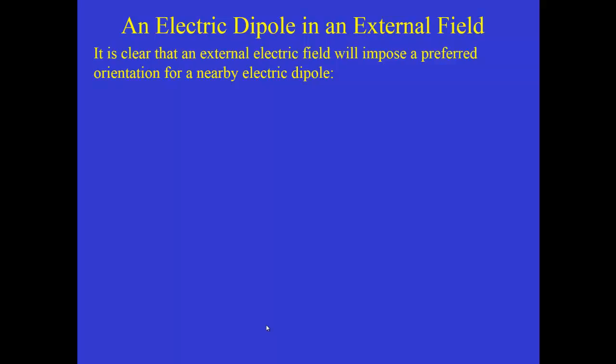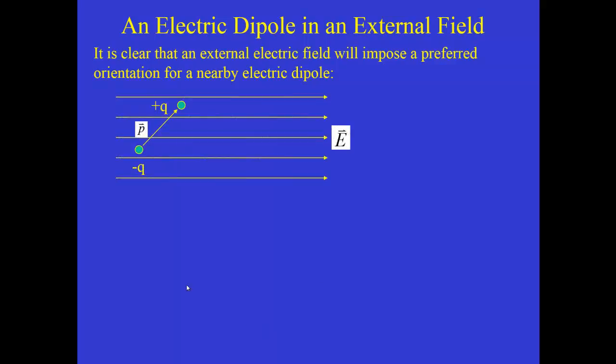Now, what effect does an external field have on a dipole? It's pretty clear just by looking at a sketch that this external electric field will cause the dipole to line up in a certain way relative to that field. So here's your dipole, and we're just drawing it as if it's at some arbitrary angle with respect to the applied field E. Now, if we analyze this carefully, you can see that the positive end of the dipole feels a force from the electric field that points along the direction of the electric field to the right. The negative charge feels a force to the left.